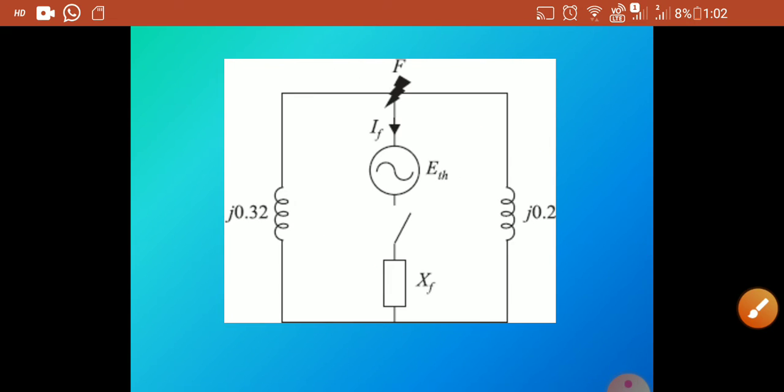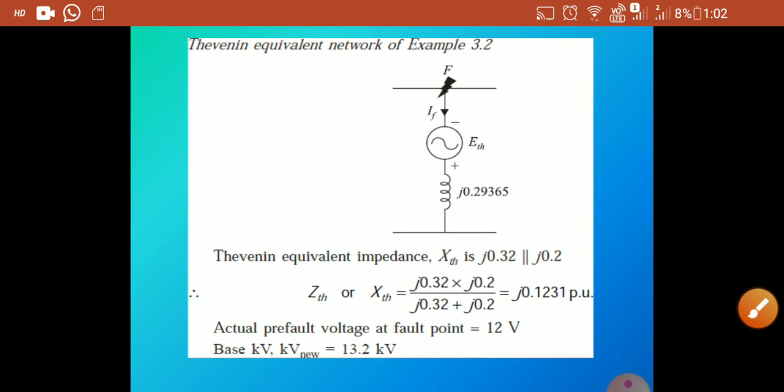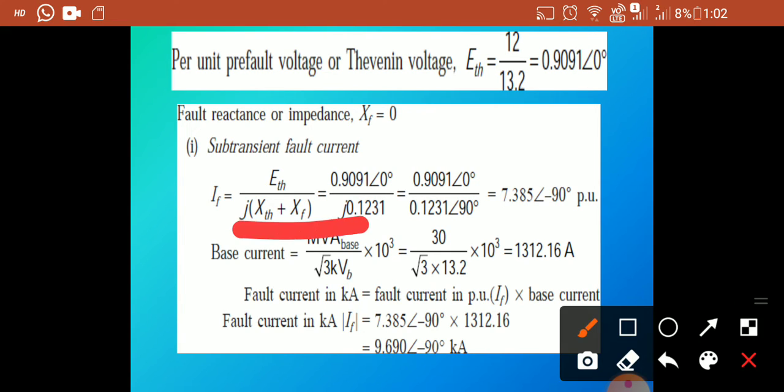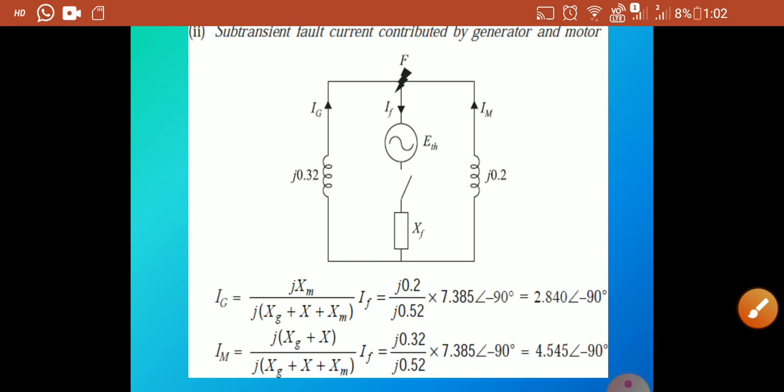Then the resultant Thevenin's equivalent circuit is drawn like this. The ZTH voltage value is given, so the pre-fault Thevenin voltage formula. For the subtransient reactance, the formula is like this. Base current and actual fault current, both multiplied together, give the fault current formula.